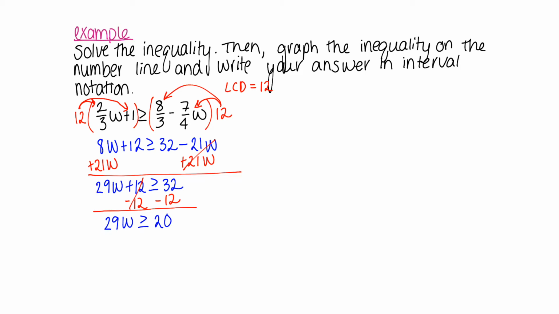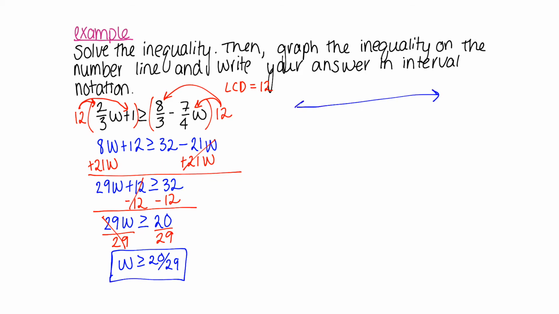To get w completely by itself, I'm dividing by 29 on both sides. Now you'd want to double check on your calculator that this doesn't simplify, but I know it doesn't, so I'm not going to check it on my calculator. So we have w is greater than or equal to 20 over 29. Right, so that's the answer Alex is looking for.